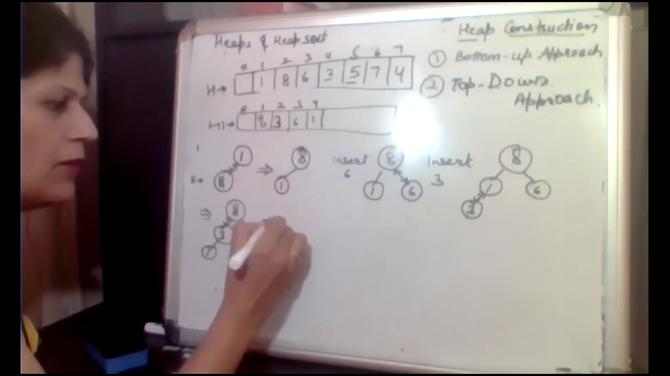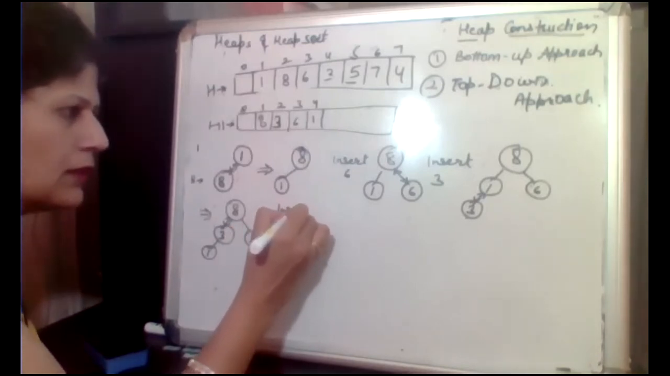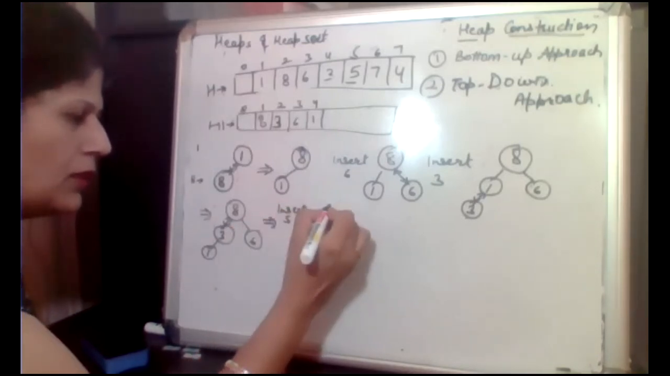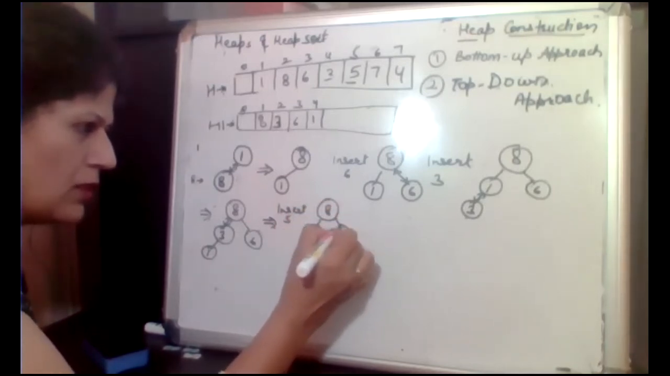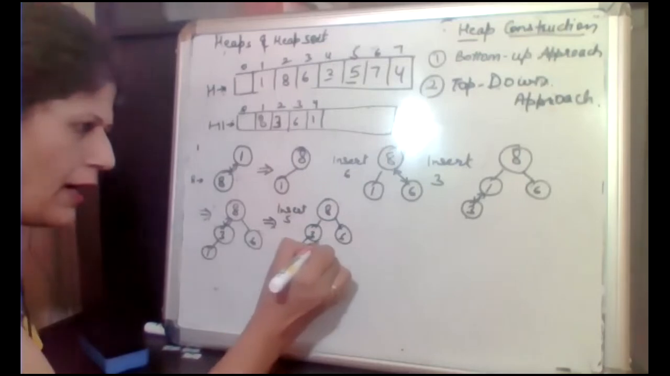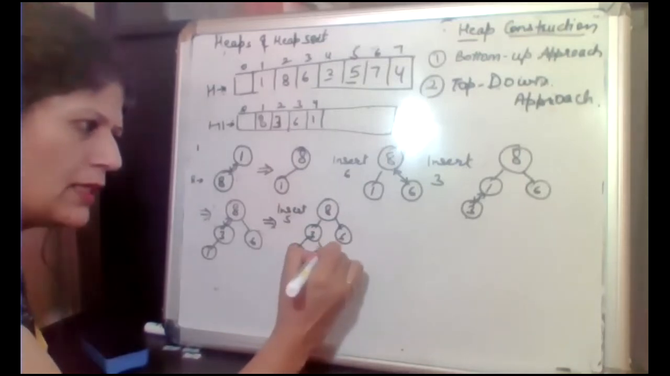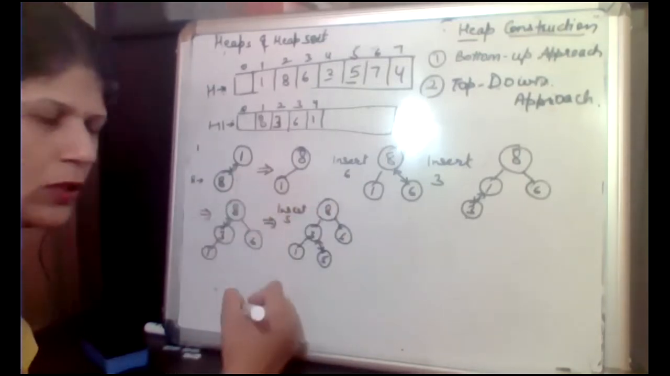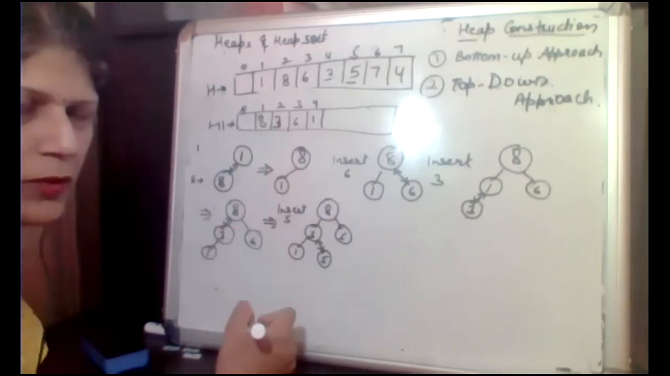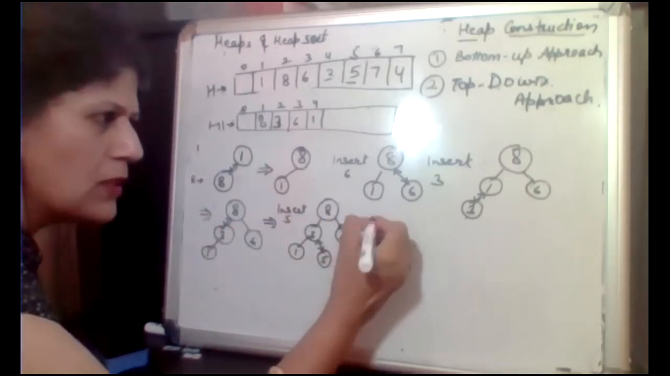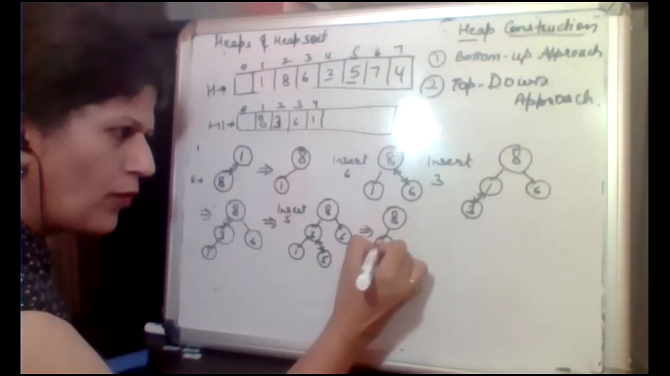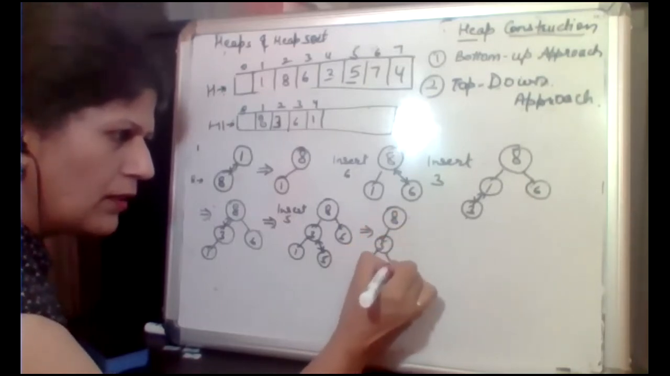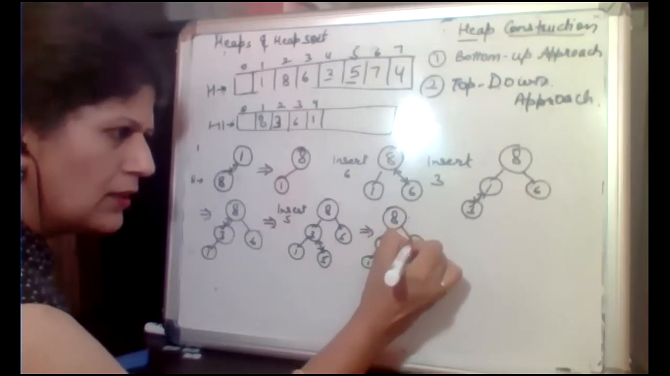The next element that we are going to add is 5. So for that, 8, 3, 6, 1, and 5. Again, it is compared with its parent node value. Parent node value is 3. It doesn't follow the parent dominance property. So this will be changed to 8, 5, 1, 3, and 6.